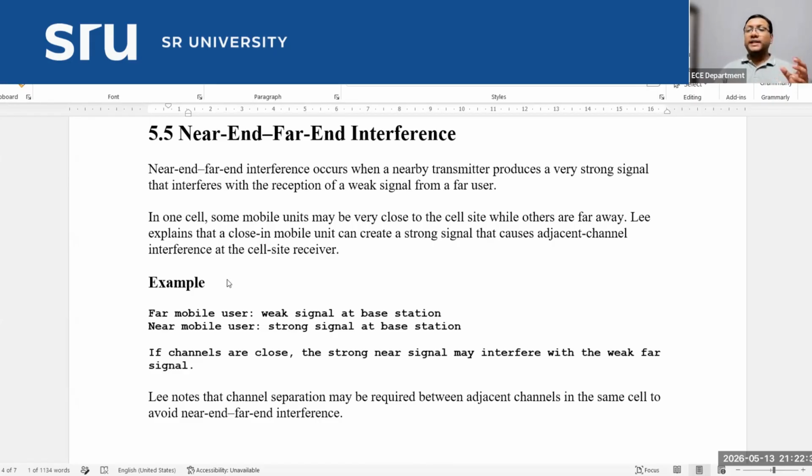So a nearby transmitter produces a very strong signal, but my own cell transmitter is producing a very weak signal. Under this case, I am supposed to receive the signal from my own cell transmitter. But as the signal from my own transmitter is very low, I am responding to the adjacent channel's transmitter. If the cases are like that, then this is called near and far end interference.